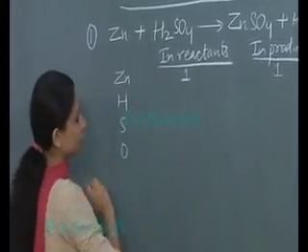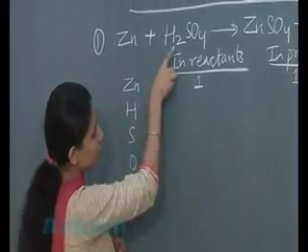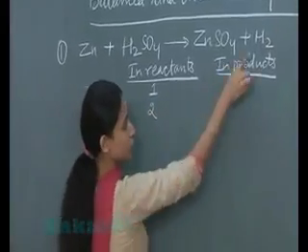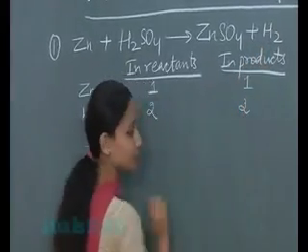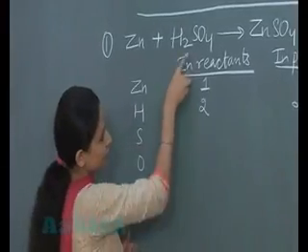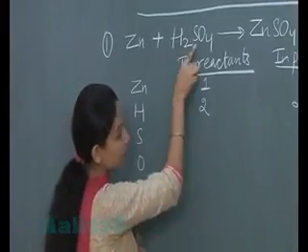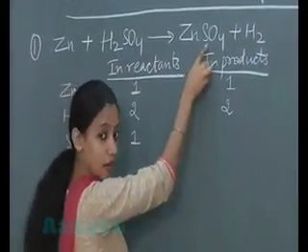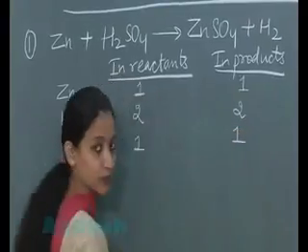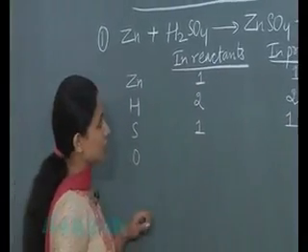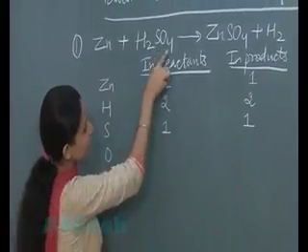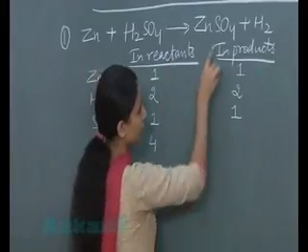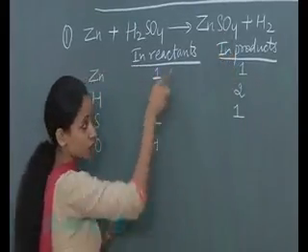Next, coming to hydrogen. Let us count the hydrogen atoms on the reactant side. As you can see here that there are 2 atoms of hydrogen on the reactant side and 2 atoms of hydrogen on the product side. Coming to sulfur atom, let us see how many are there in the reactant side. There is just one sulfur atom. So let us write 1 here. And there is just one sulfur atom in the product side as well. Coming on the oxygen atoms, there are 4 atoms on the reactant side. So I can write 4 here. Coming to the product side, there are 4 atoms of oxygen as well.